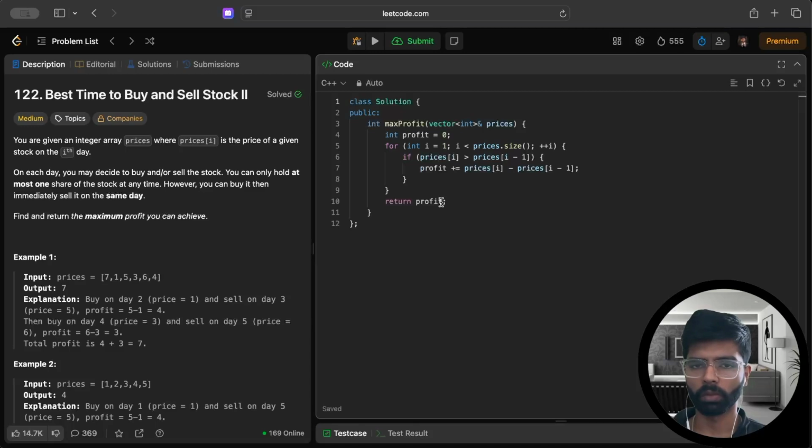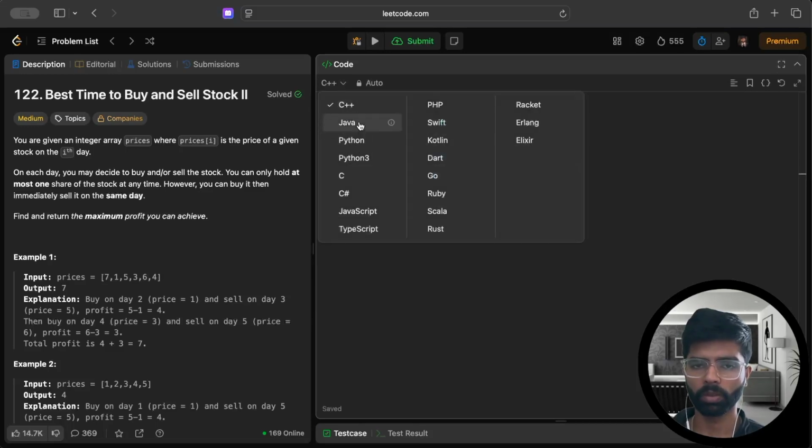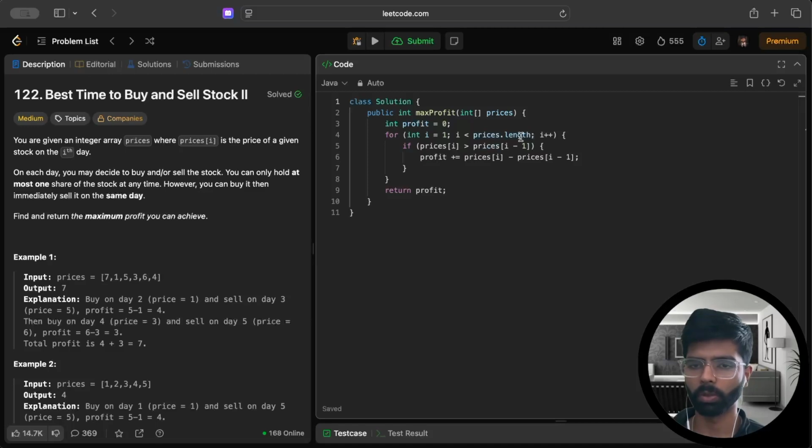C++ and Java code looks pretty much the same, where we have profit initialized to 0, the loop, we're checking if the current value is more than the previous value, and incrementing of profit. Java code again looks pretty much the same. The only difference is the way we calculate the length of the prices array.